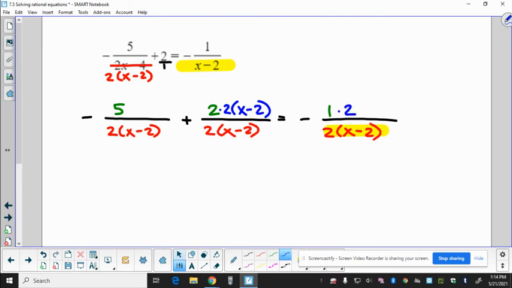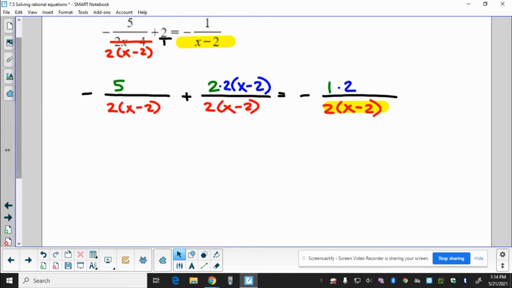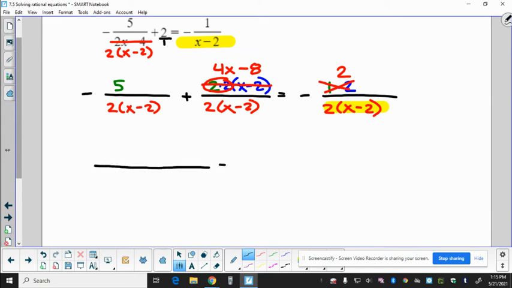And now I can do a little work on this. Actually, what I think I'll do here is I know that's 4, isn't it? So if I do a distributive property, it'd be 4x minus 8. And of course, this is the number 2. I think I'm ready to rewrite this expression. So one big fraction here for common denominators.